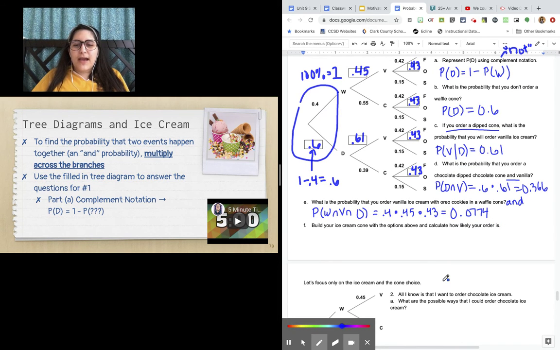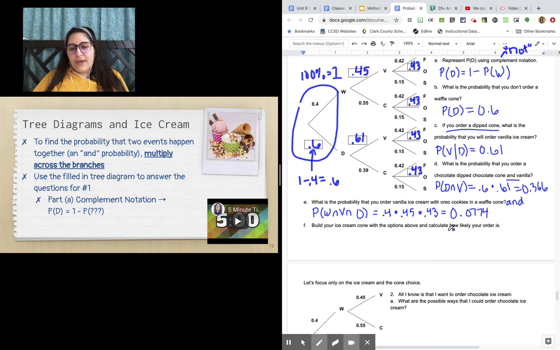All right, welcome back. I'm hoping that you got the same answer that I did for part E. So we're finding this and probability. I want a vanilla ice cream cone with Oreo cookies in a waffle cone. So that's waffle and vanilla and Oreo. So I've got three paths, three branches, three levels that I have to follow. So I'm going waffle, so that's 0.4. And then I multiply along the branch. So vanilla comes next, so times 0.45, and then times Oreo, which is 0.43.